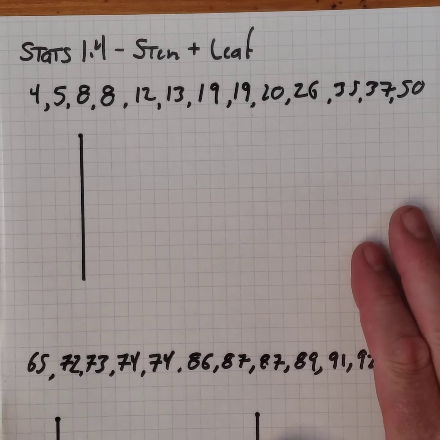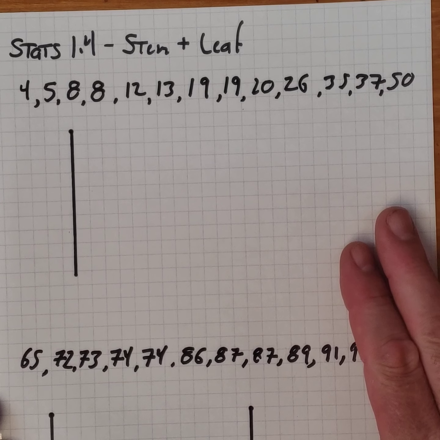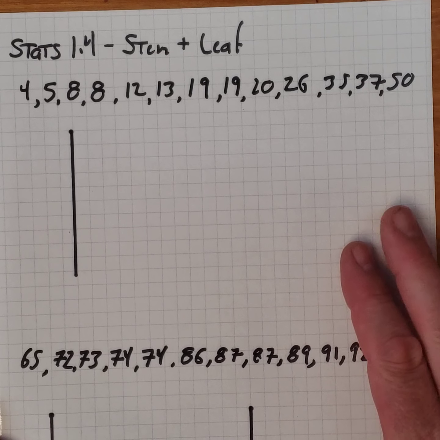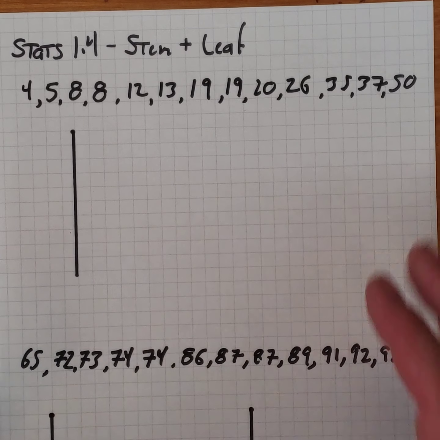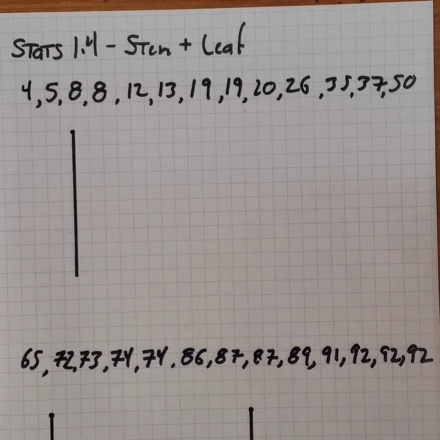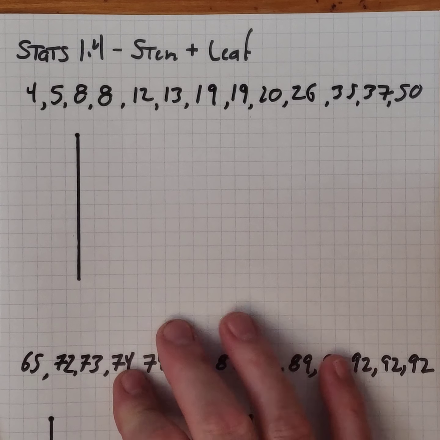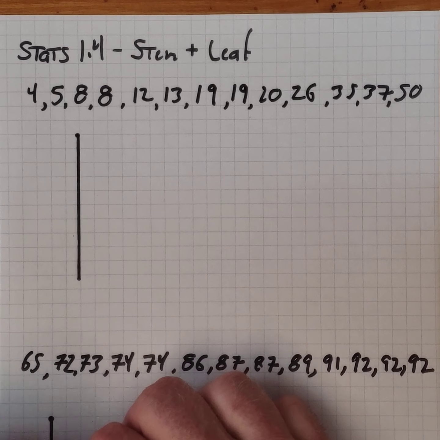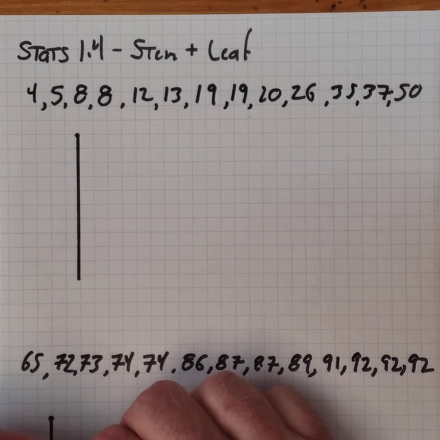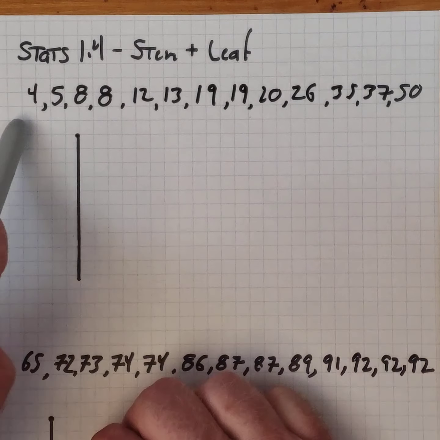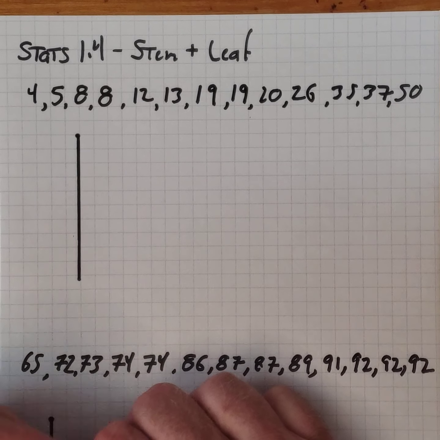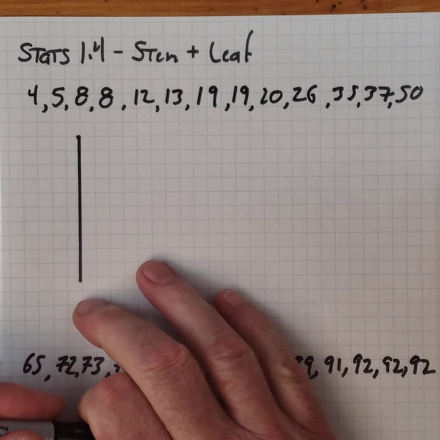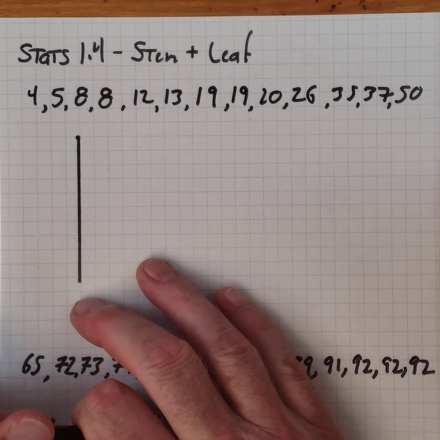Right. Another way we can graphically and intuitively group our data together or display our data is called a stem and leaf plot, sometimes a stem and leaf display, sometimes just a stem plot. I don't know why they have so many different names for some of these things, but I prefer to call it stem and leaf because to me that describes what it is.